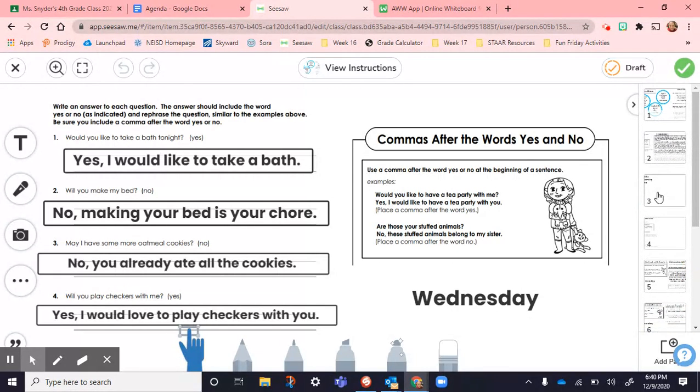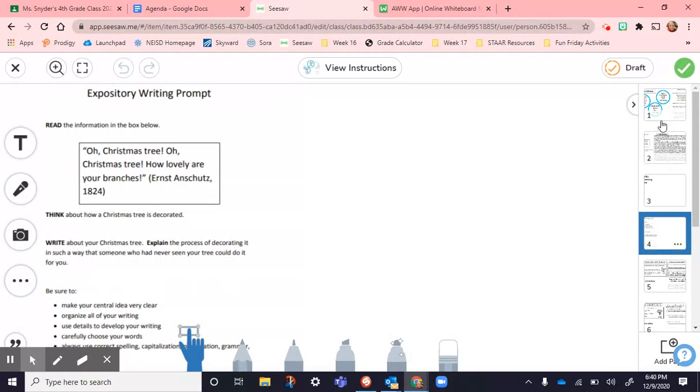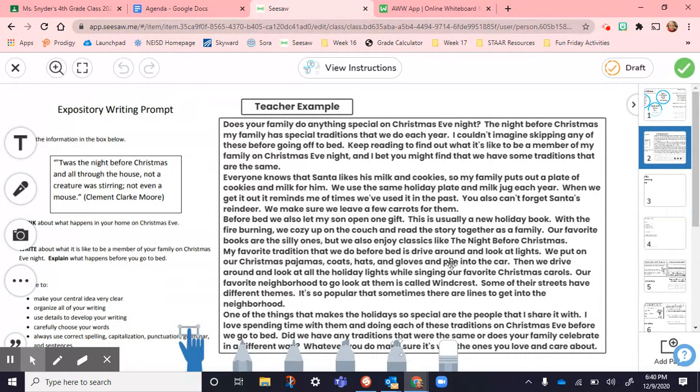Then we went to our prompt that we've been working on, and we continued working with the body. So the body is the meat and the cheese of that hamburger. This is where all the good stuff is. And so mine was explaining what it's like to be a member of my family on Christmas Eve night. So my whole middle part of my story is me explaining what it's like.